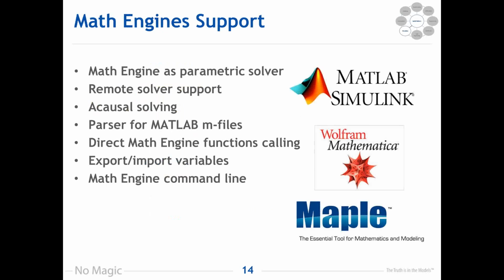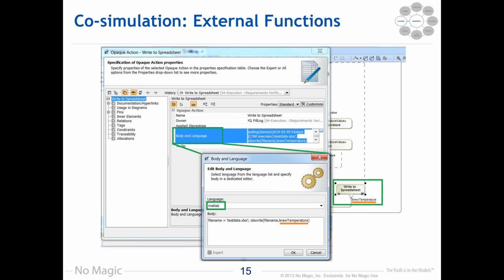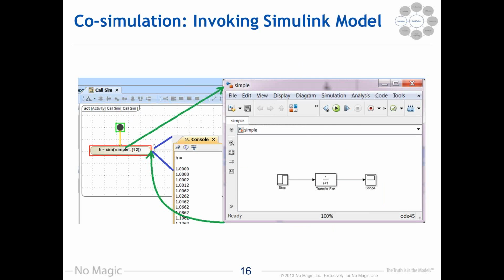It means there is support of remote solvers, causal solving, and a parser for MATLAB M files. Also, we allow direct function calls from activity diagrams, and we provide import-export of variables into mathematical environments. So this is an example of calling external functions, where we call the XLS write function. It means that we write some values into Excel from activity diagrams. So we define the language, which is MATLAB, and define the body. The body is the MATLAB function that is called directly from the model.